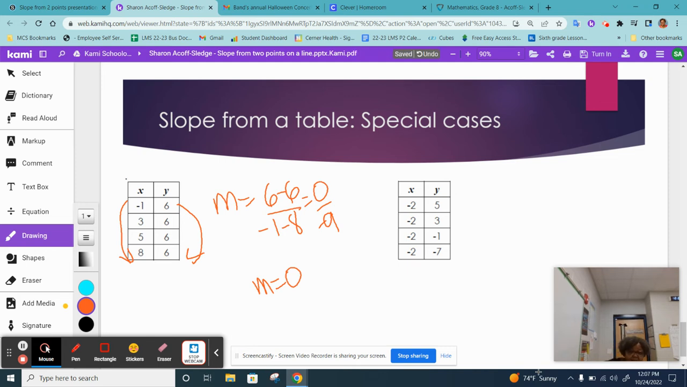Okay, here I know this is going to be undefined because there's no change in x, and x is on the bottom. So I'm just going to be sensible and go from here to here. Again, it doesn't matter which direction. 5 minus 3 goes on the top. Negative 2 minus a negative 2, which is plus 2. Minus a negative means plus. So I have 2 over 0, which I cannot do. So we call that undefined.